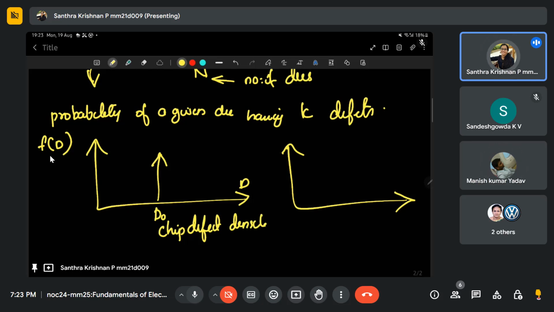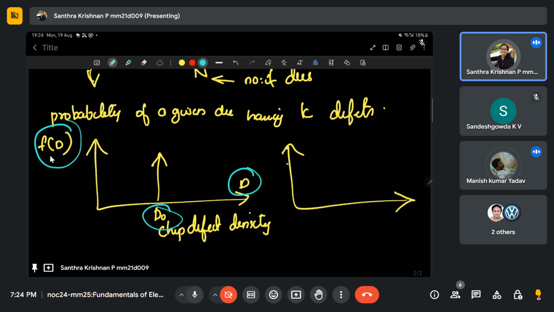So please try to remember what these variables are, because in problems they'll mention a distribution function, they will say defect density, they will say chip defect density. So based on this terminology you have to identify what is given to you. If they are telling just a defect density, it means the d value. If they are saying defect distribution function, it means f of d. And if they are telling chip defect density, it means d0. So try to memorize what the terminology is.